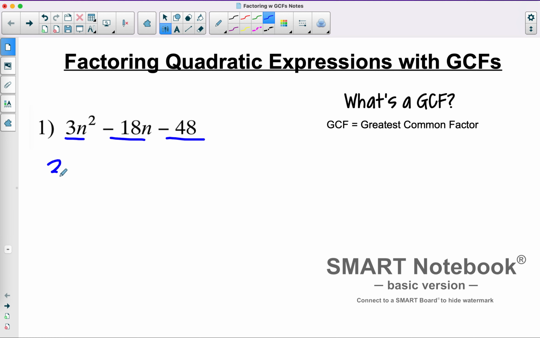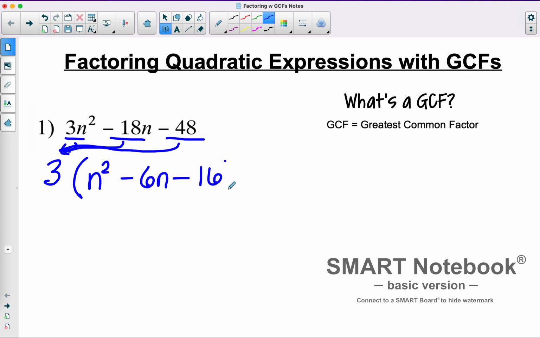So what we're going to do is just undistribute that 3 out of every term. So that undistributing is really just dividing a 3 out of everything. And so if I took 3n squared and divided it by 3, I'd be just left with n squared. If you have negative 18n and you divide by 3, you're left with negative 6n. And negative 48 divided by 3 is a negative 16.